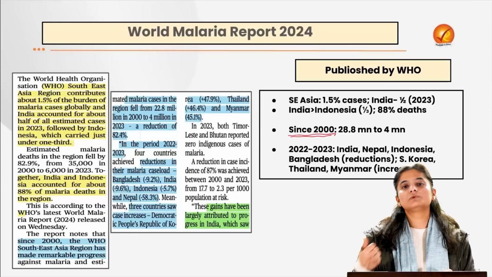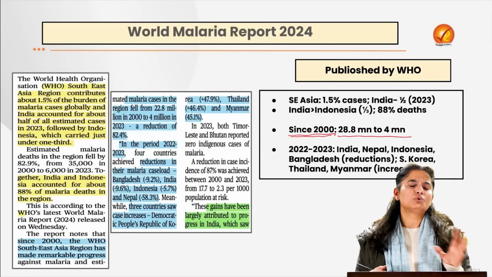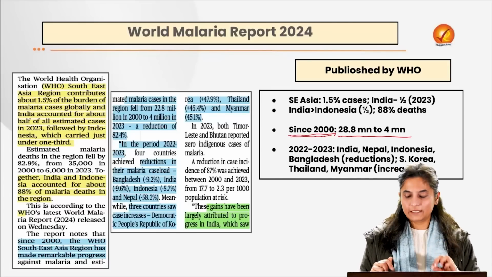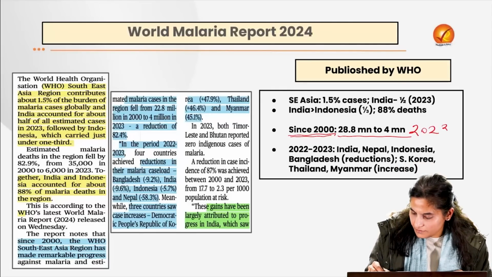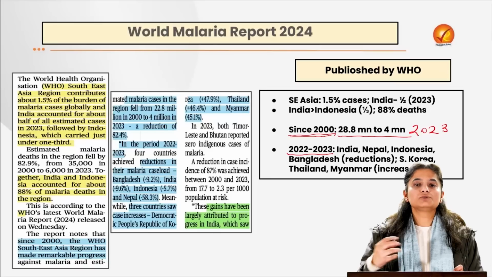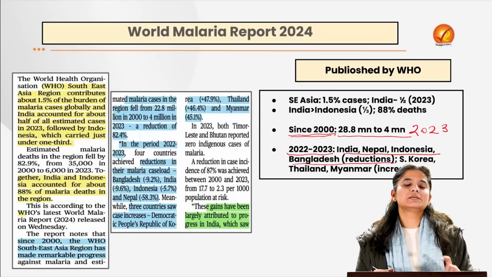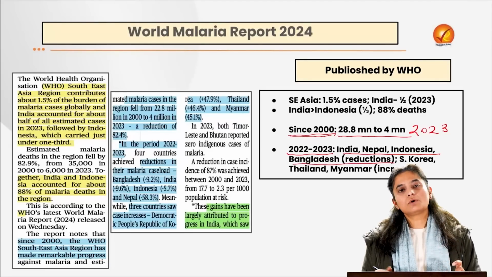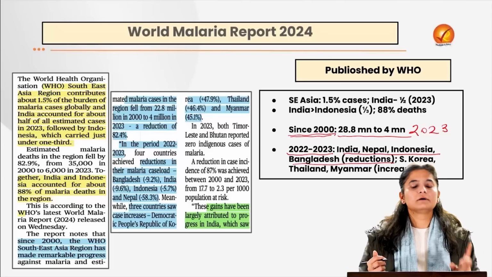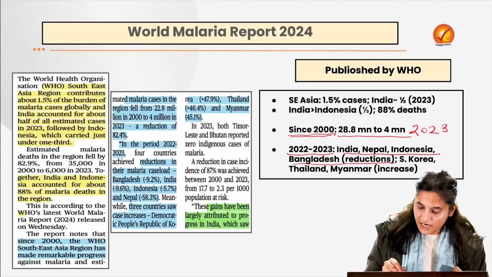Right from 2000 to 2023, we have seen the cases decrease from around 29 million, to be specific 28.8 million, to around 4 million in 2023. Now in 2022 and 2023, in this one year, there are 4 countries that have registered reductions in the number of diagnoses or cases registered of malaria. What are those 4 countries? First of all is India, second is Nepal, third is Indonesia, and fourth is Bangladesh.